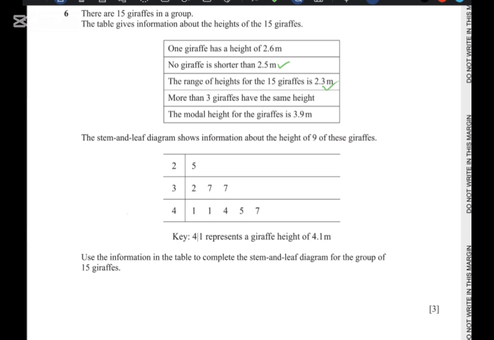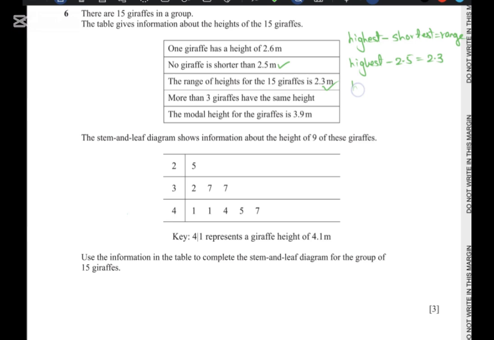Using this range and the smallest number, that is the shortest giraffe, we will find the highest number. So for range, what will we do? Highest number minus smallest number. Highest minus shortest is the range. So the highest we don't know, we'll find that out. The shortest is 2.5 and the range is 2.3. This is the range.